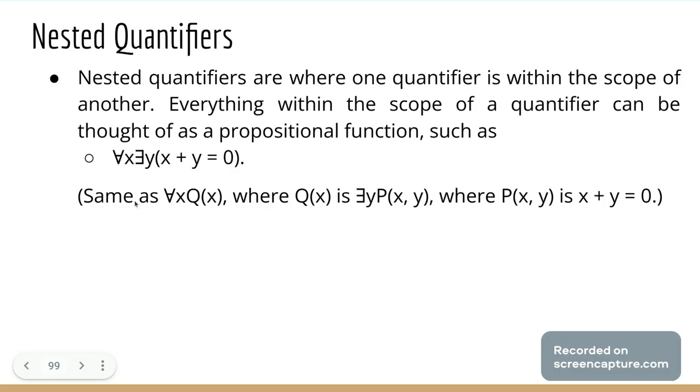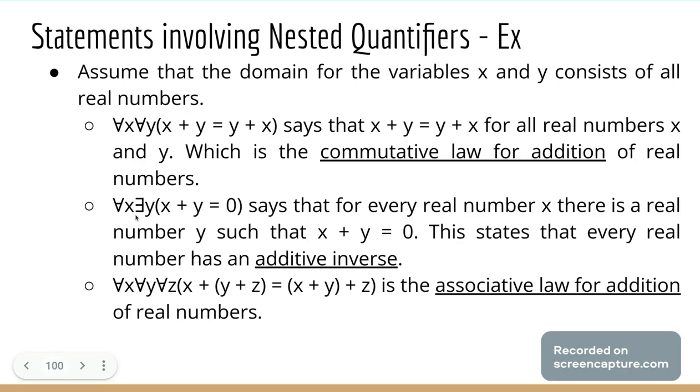These kinds of statements, where there exists y, x plus y is equal to 0 comes within the scope of for all x, are called nested quantifiers. We're going to look at some examples. In these examples, we are going to assume that x and y are both in the domain of real numbers.